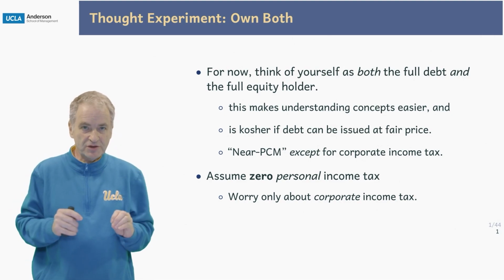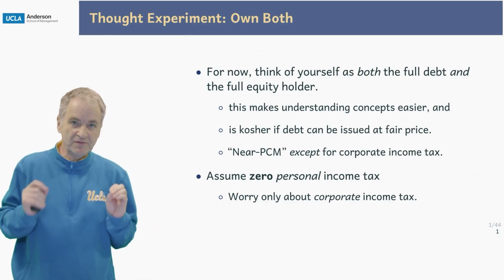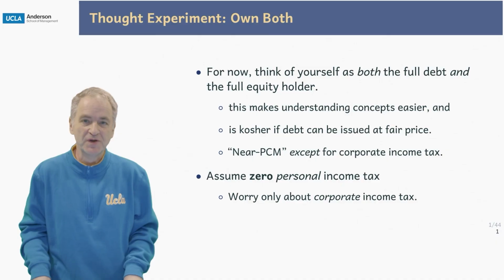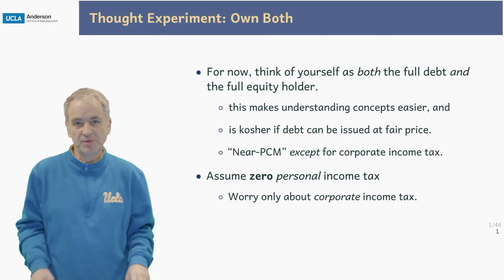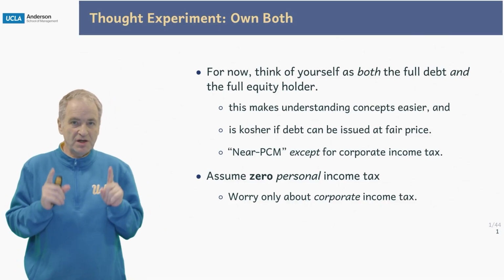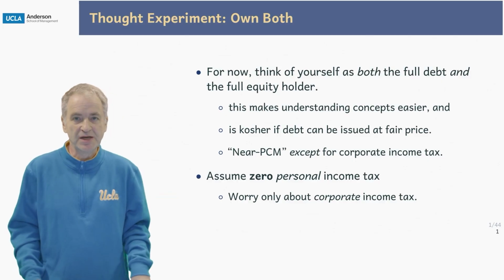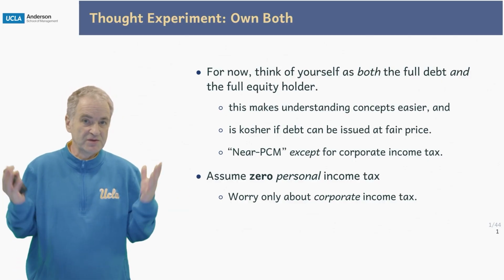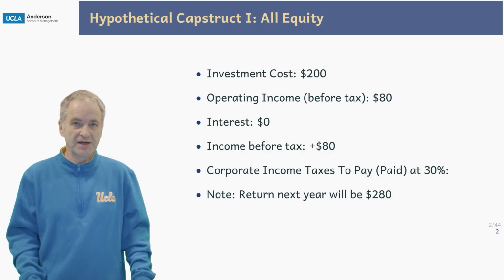And it's kosher. Everything that we do is kosher as long as you can issue the debt at the fair price. So this is perhaps near perfect capital markets, except for this one thing, which is corporate income taxes. And we're going to assume you are a zero personal income tax entity. So for example, you may be a charity or an endowment that is not taxed, or a state or something else. You worry only about the corporate income tax.